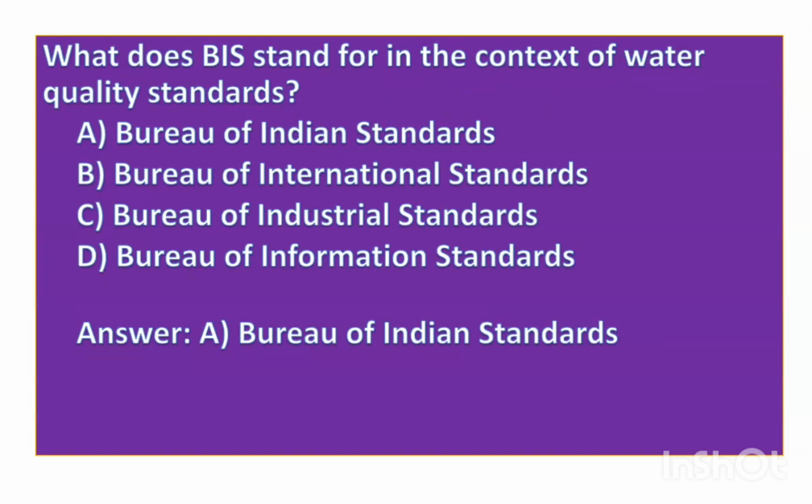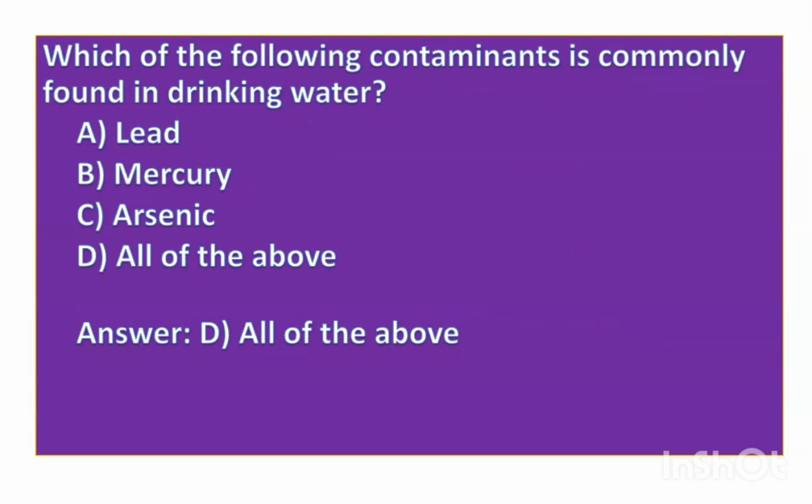What does BIS stand for in the context of water quality standards? Options: Bureau of Indian Standards, Bureau of International Standards, Bureau of Industrial Standards, Bureau of Information Standards. The answer is Bureau of Indian Standards. Which of the following contaminants is commonly found in drinking water? Lead, mercury, arsenic, all of the above. Answer: all of the above.